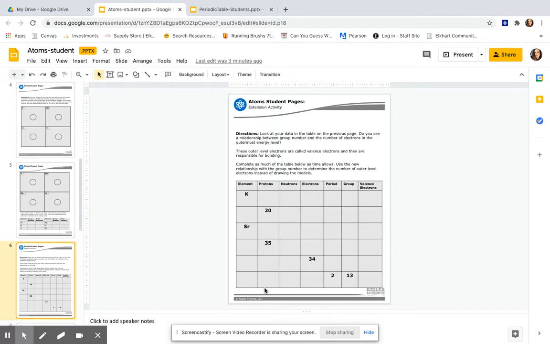Complete as much as you can with the table below. Use the new relationship of the group numbers to determine the number of the outer level electrons instead of drawing the models.